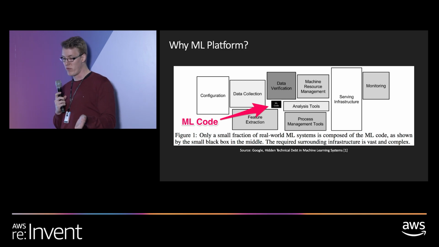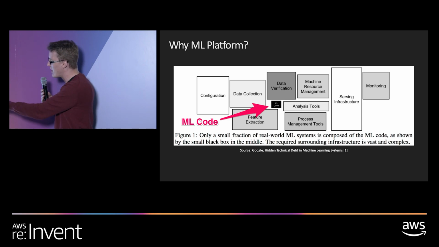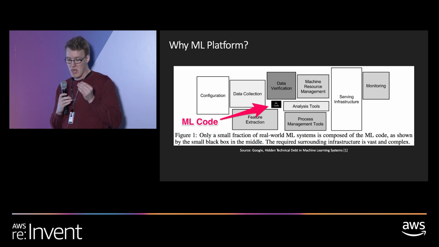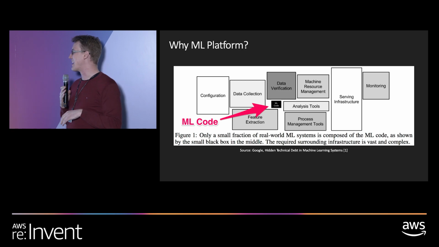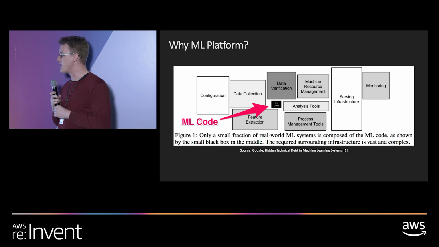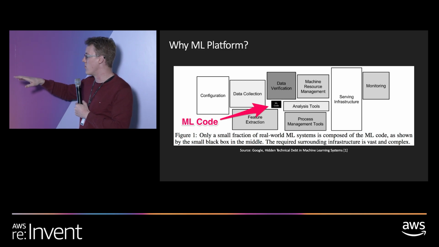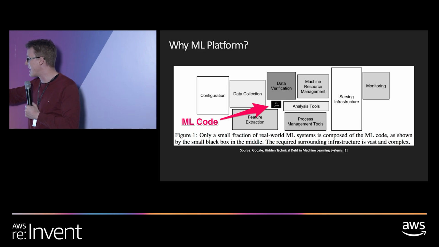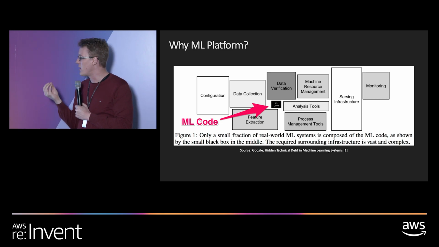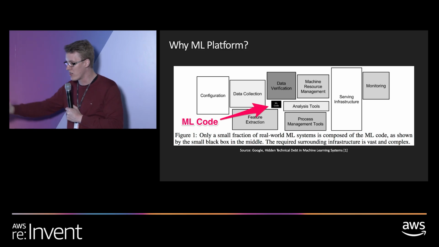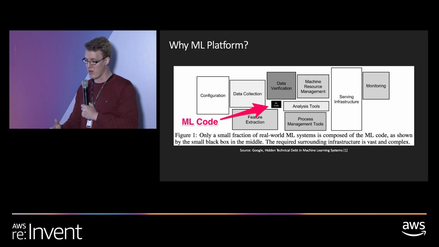It says only a small fraction of real-world ML systems is composed of ML code itself. This tiny little black box in the middle. The remaining surrounding infrastructure is vast and complex, and it can be thought of as engineering plumbing. We're not saying that we solve all of these surrounding engineering plumbing problems, but we are saying that there's generally a fairly small amount of data science code relative to the amount of work required to fully productionize a machine learning model at a company today.